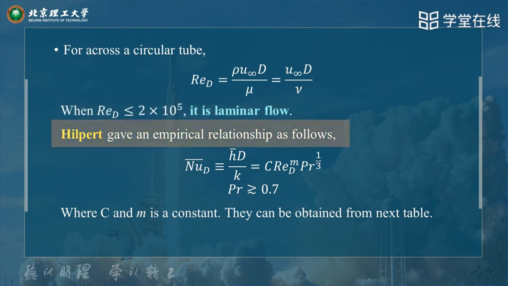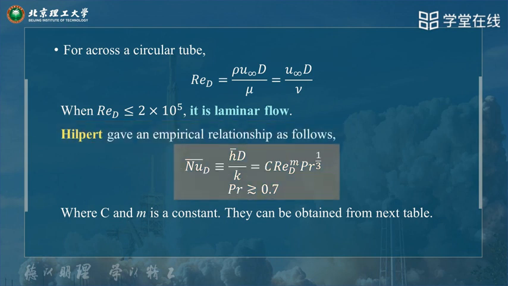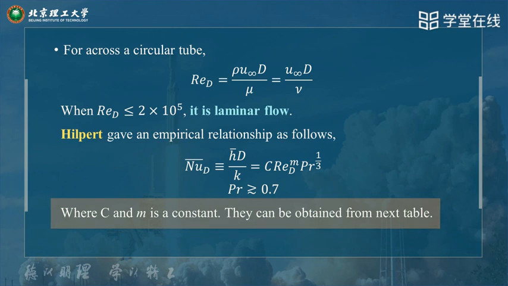For this case, Hilpert gave an empirical relationship as follows to calculate the Nusselt number. Nu D average equals h average D over k equals C Re D to the power m times Pr to the power 1 over 3. This equation is the Hilpert equation. C and m are constants. They can be obtained from the next table.